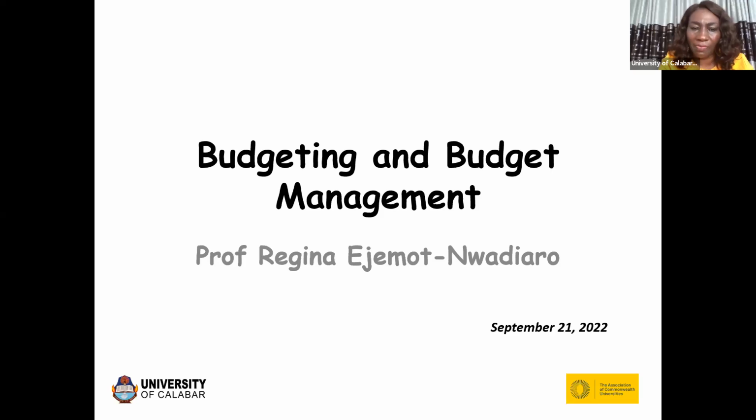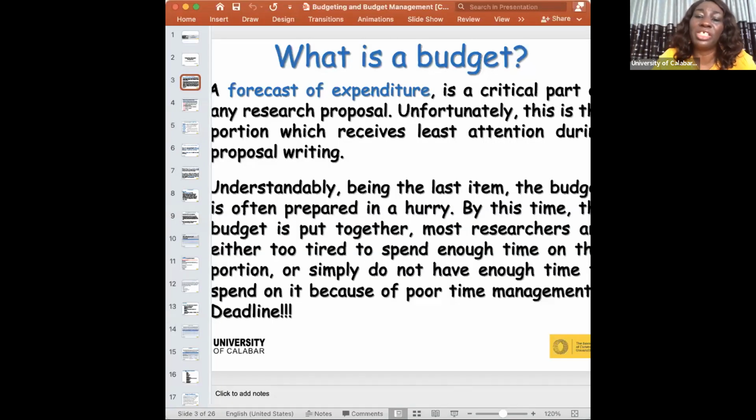One of the key elements of a research proposal or grant proposal is the budget. And today we're going to learn about budgeting and budgets. A budget is a forecast of expenditure.